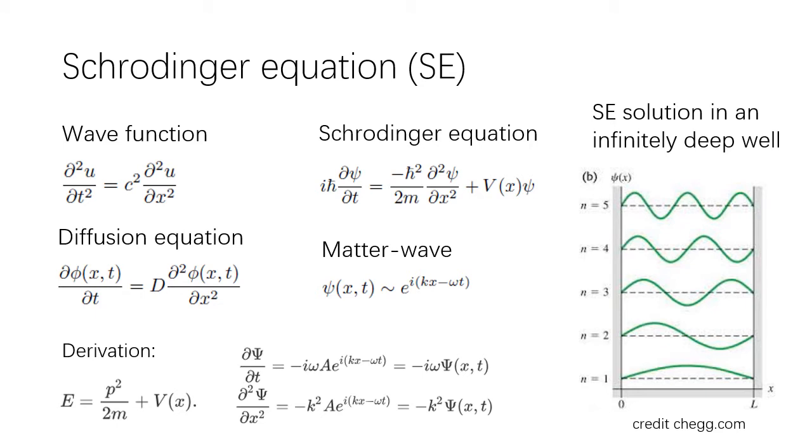Now about the Schrödinger equation. We don't know how Schrödinger got the equation, but there's a popular derivation of the Schrödinger equation in the textbooks. In the derivation of the Schrödinger equation, matter wave is defined as an ideal plane wave, which is also the form of the electromagnetic wave, or light.